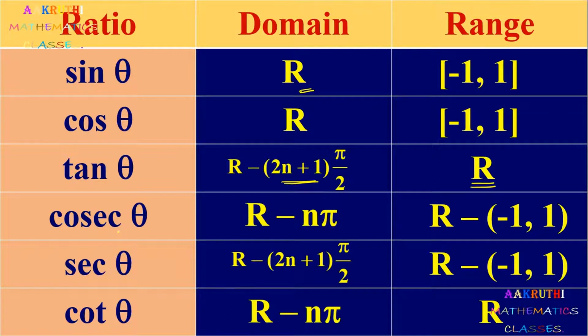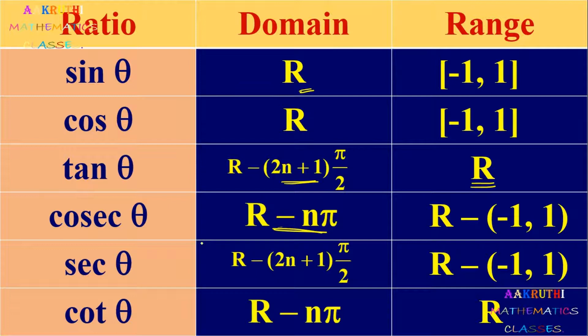Next, cosecant theta. For cosecant theta the domain is R minus n pi. When sin theta is 0, cosecant theta is not defined. Sin theta is 0 for 0 degree, 180 degree, 360 degree and so on, so it is multiples of pi: 1 pi, 2 pi, 3 pi, 4 pi. For all those angles sin theta is 0, therefore cosecant theta is not defined at n pi. Therefore the domain for cosecant theta is R minus n pi.